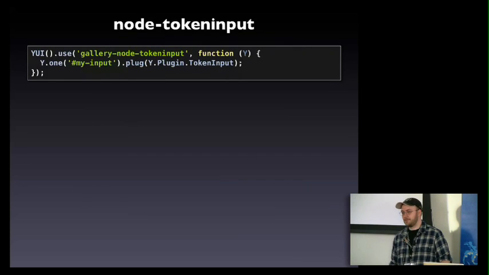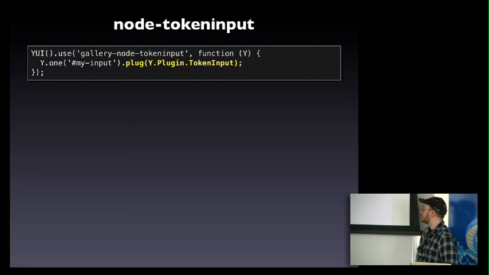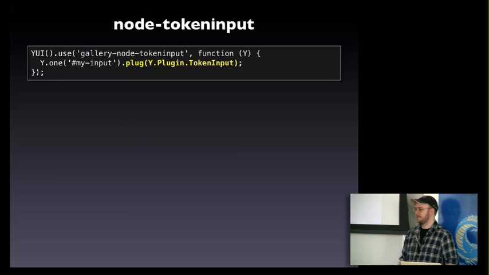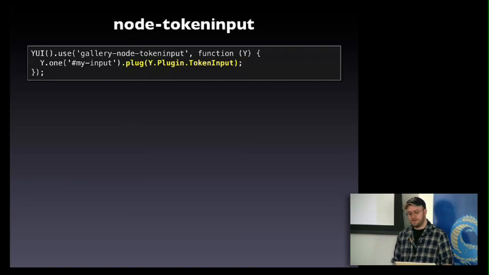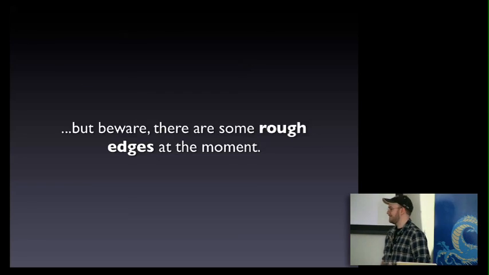So this is in the gallery now. You can just include the gallery node token input module, grab a reference to an input field, plug in the node token input plugin. Optionally, you could also plug in AutoComplete, like you saw in that demo, to get token input plus AutoComplete. And now you've got this lovely token input control that looks very much like the NS token field that you may have seen in Cocoa apps, and can hopefully provide a really awesome interaction pattern for your users. There are a few rough edges. Like I said, I was kind of in a hurry when I implemented this. I still think it's really awesome.